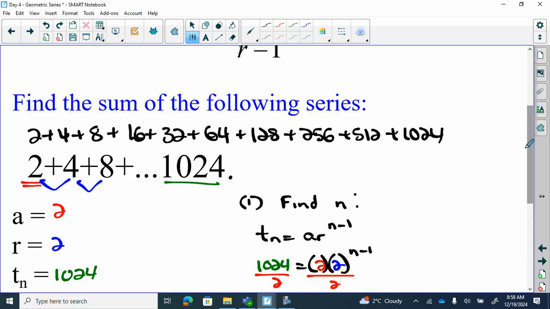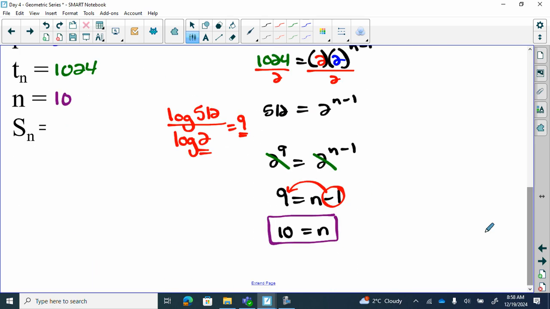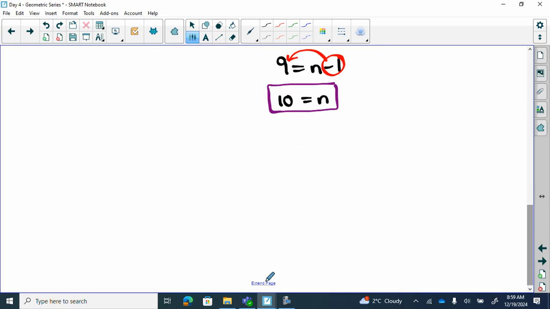And the formula is better because it saves you from writing out 50 terms. This time it wasn't that bad. I only had to write out 10. What do I do from there? I have to find S what? S10, good.